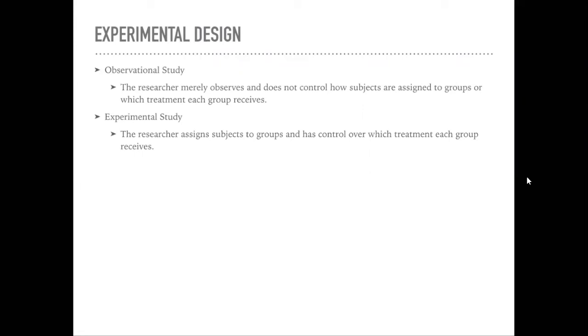So observational study, you're just watching. Experimental study, you have typically some sort of observational aspect, but then you also have some sort of treatment, something that you're doing to manipulate your population as you're studying them. We could also think of this, students taking a test.